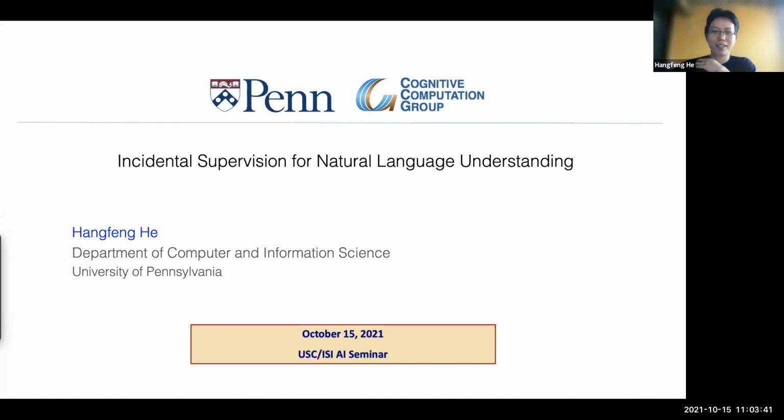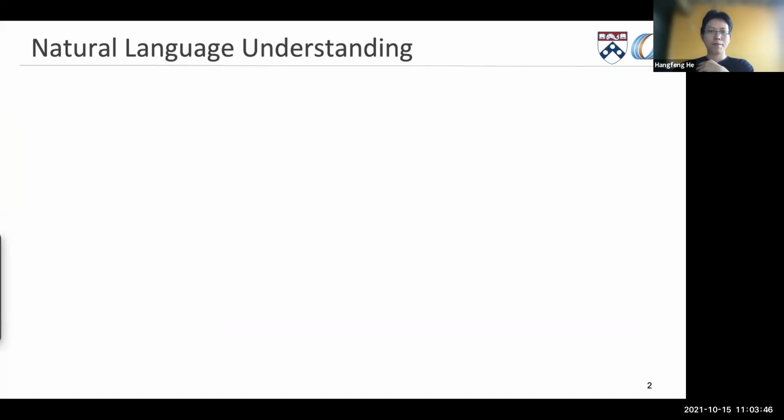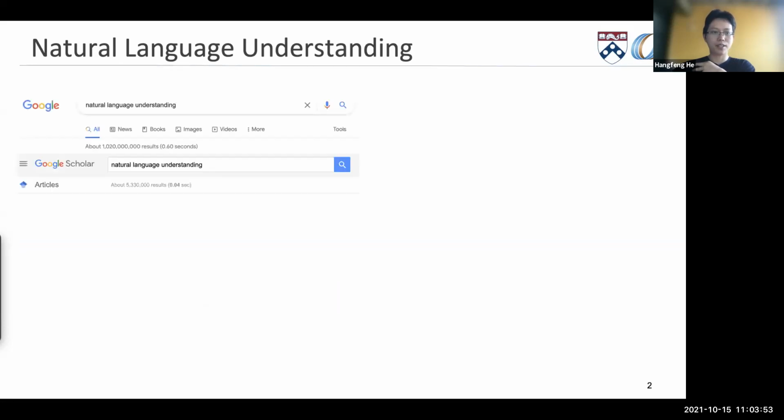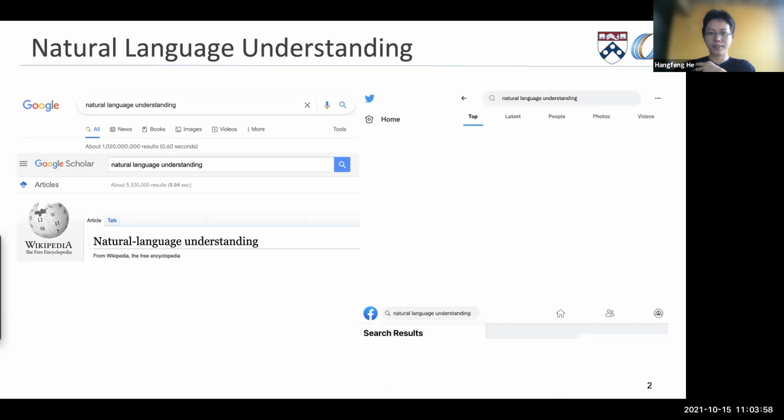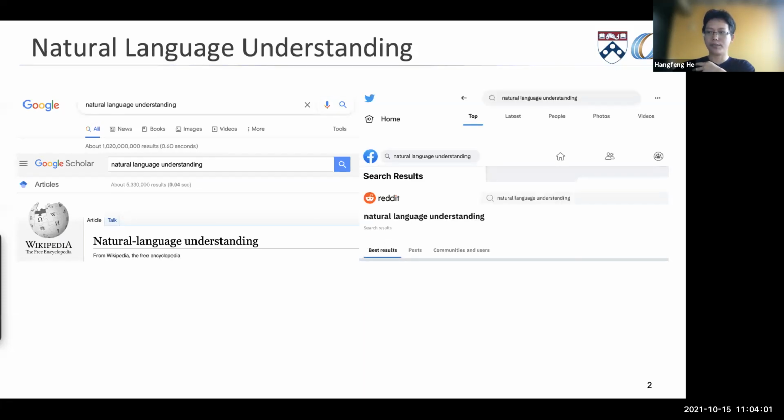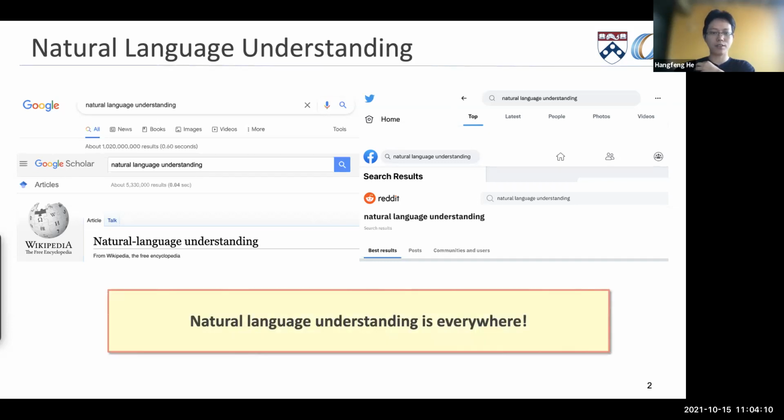Today, I'm going to talk about incidental supervision for natural language understanding. Nowadays, we tend to use a lot of online software in our daily life. For instance, as PhD students, we usually use Google Scholar and Wikipedia to search relevant knowledge. At the same time, we often play with Twitter, Facebook, and Reddit to connect with others. We can see that these behaviors involve a lot of natural language, and some information cannot be easily expressed by other modalities. Therefore, natural language understanding is everywhere and almost unavoidable. We need to move further in this direction.